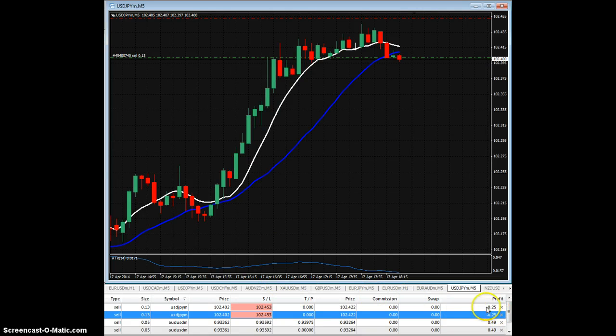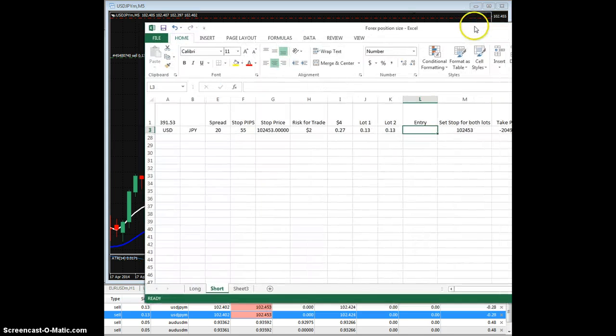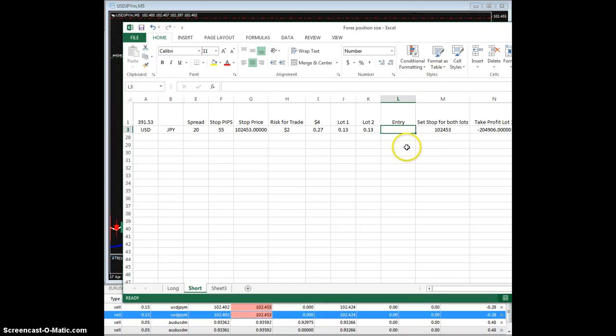Down here, it keeps a running total of where I am. So I'm down 27 cents on each one. Below that, I'm shorting the Australian dollar. It's a different trade. I'm up 48 cents on those two there. Next thing I do is go back into here, and I need to record the actual price that I shorted it at, which was 102.402, which is this right here. That's the price that I actually got.